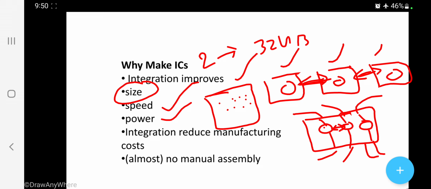Because of more integration, the manufacturing cost is going to decrease. Obviously, if you want to manufacture three different ICs versus a single IC, the cost of manufacture is going to decrease. And almost no manual assembly here. No manual assembly means we are not going to assemble the chips inside this IC, which performs the operation of multiplier, adder, subtractor.